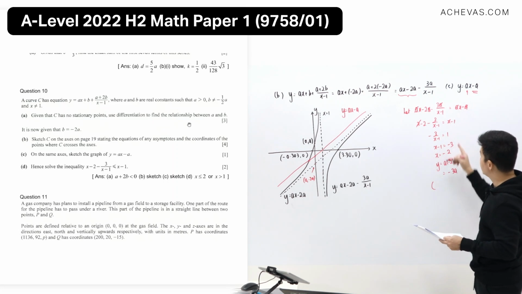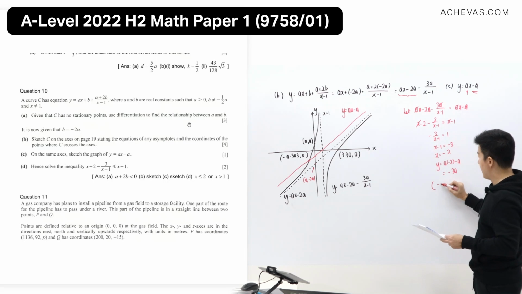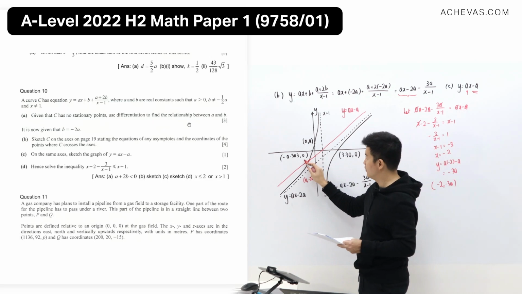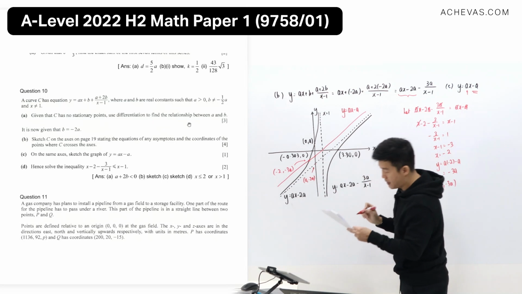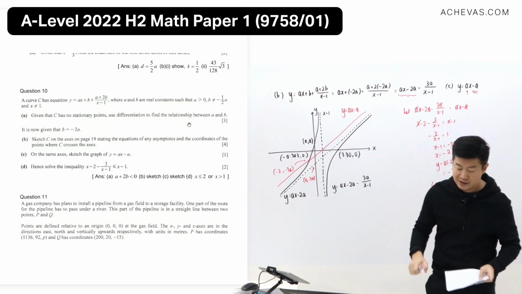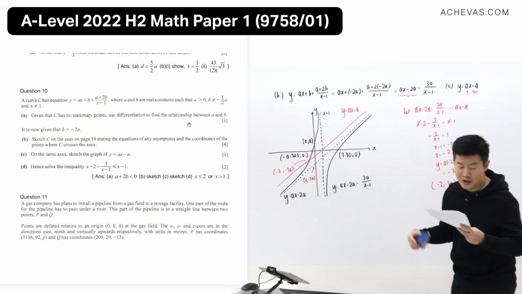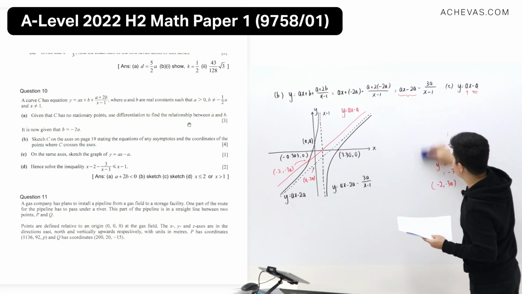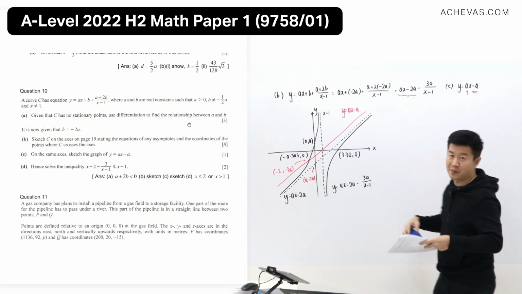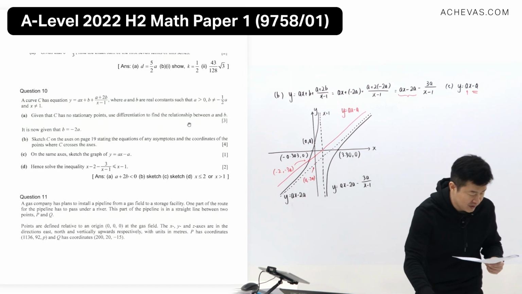So the coordinates of the intersection between these two will be minus 2 and minus 3a, which is actually this point over here. So here is minus 2 and minus 3a. With this information that I have, I think I am ready to try to find part D, especially when the question in D says "hence". So we are going to be making use of the previous result.